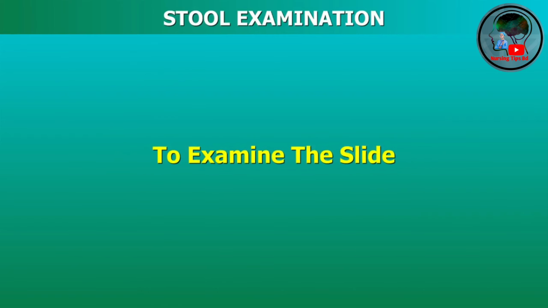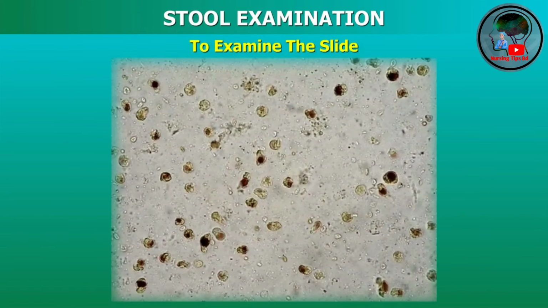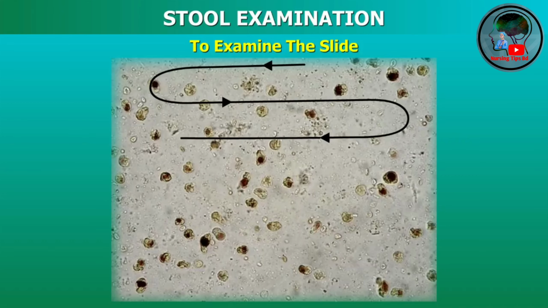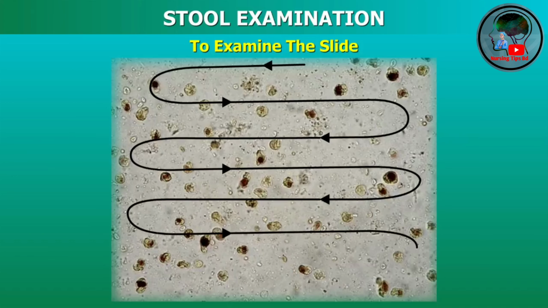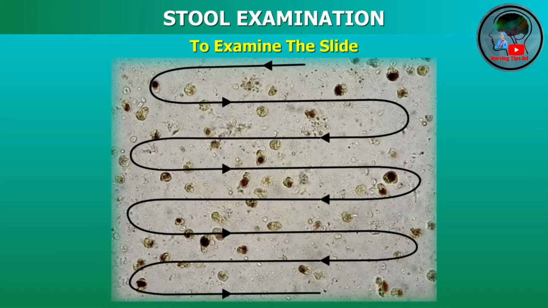To examine the slide, put the slide with the mounts on the microscope stage and focus on the mount with the low-power objective first. Systematically scan the entire cover slip area using the 10x objective in a zigzag manner. If something suspicious is seen, a higher magnification may be necessary.